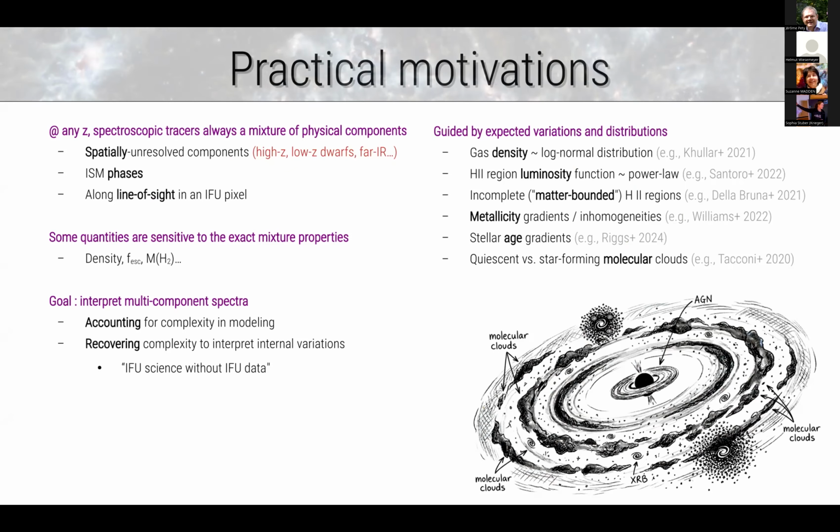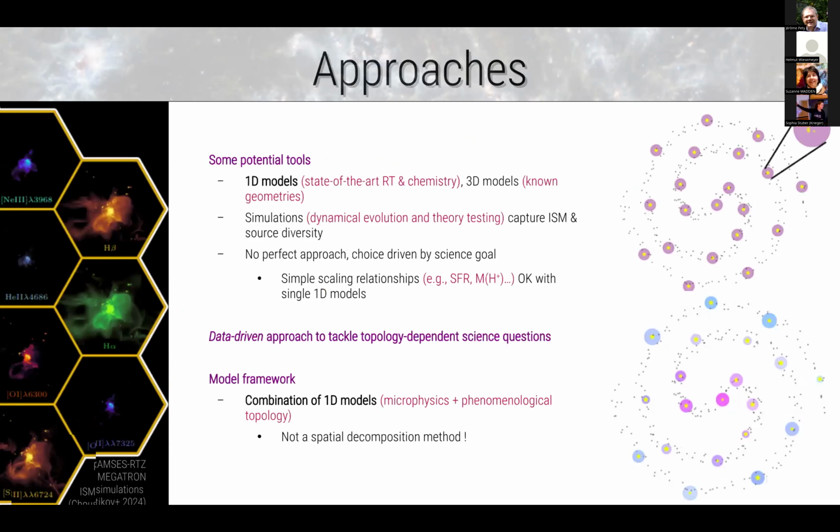And for that, we're guided by expected variations and distributions. Some of them are known theoretically or drawn from observations about the density, the luminosity, the matter boundedness of H2 regions, metallicity gradients, etc. So these are all things that we expect. And you have different approaches to account for that complexity, from 1D models to 3D models.